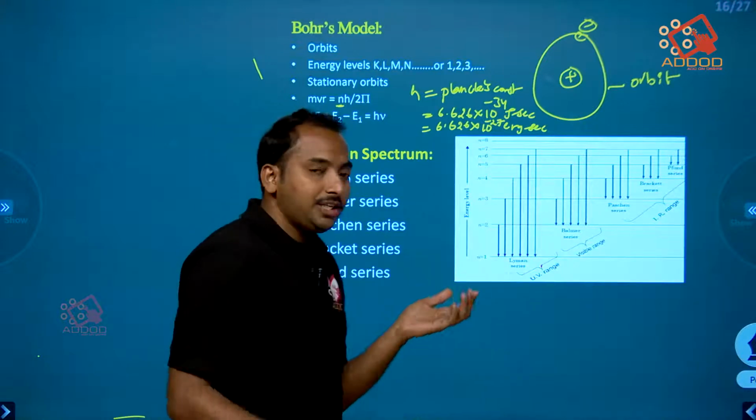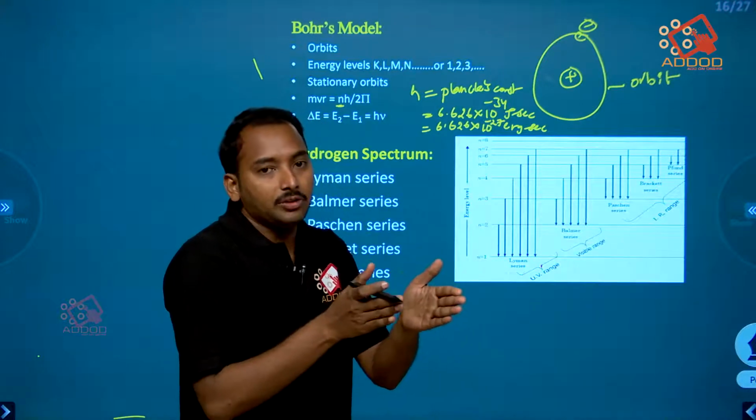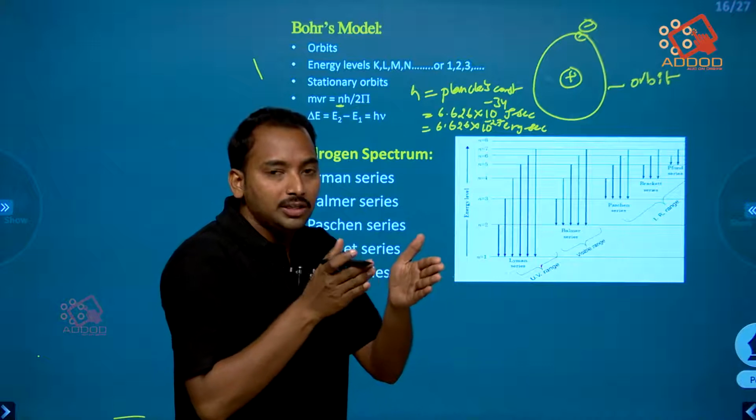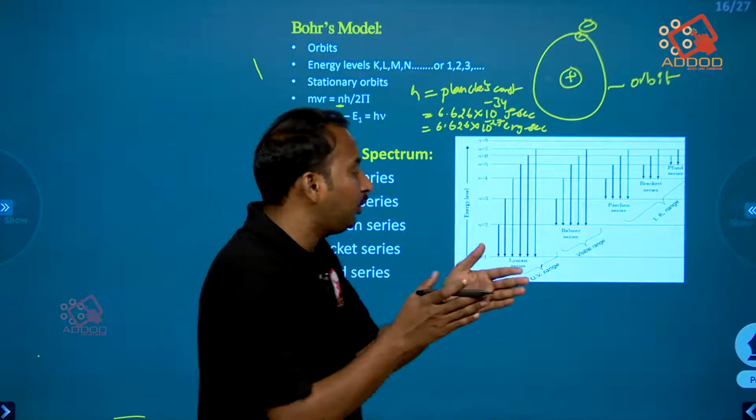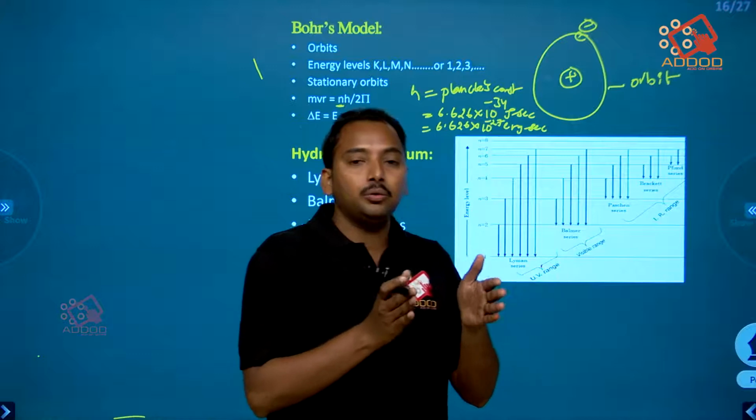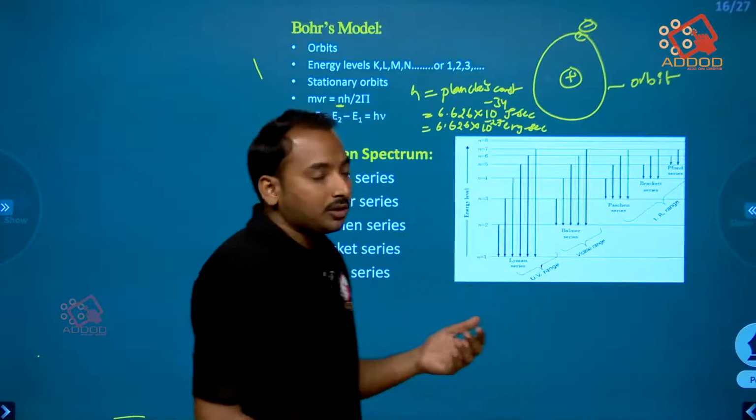So each region means they have a certain wavelength. Suppose the UV region has a certain wavelength, and the visible region has 400 to 760 nanometers.